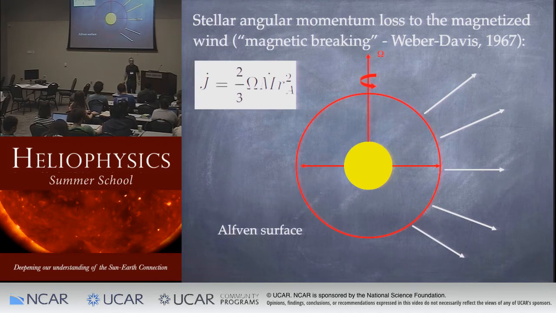Okay? So the takeaway from this formula is that if we define the total mass loss rate that is taken out by the wind, we can define the angular momentum loss rate, this J dot, and we can take that parameter and stick it in stellar evolution models so we can calculate the spin down of stars over time. Okay? So that's the concept of magnetic braking.